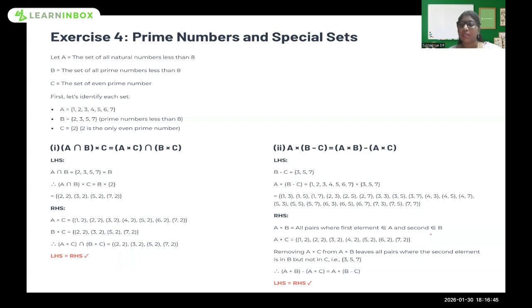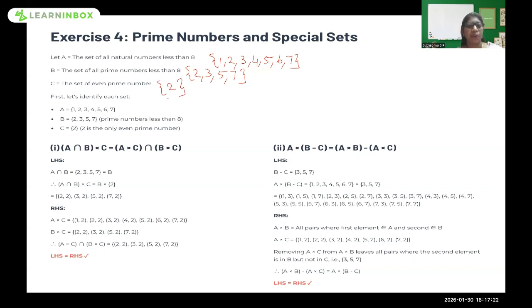Now prime numbers and special sets in this. So let A be the natural numbers less than 8. So that is 1, 2, 3, 4, 5, 6, 7. And B is the prime numbers less than 8. So 2, 3, 5, 7. And for C, it is the set of even prime numbers. The only even prime number is 2, of course.